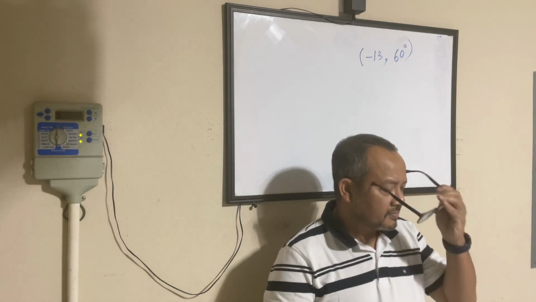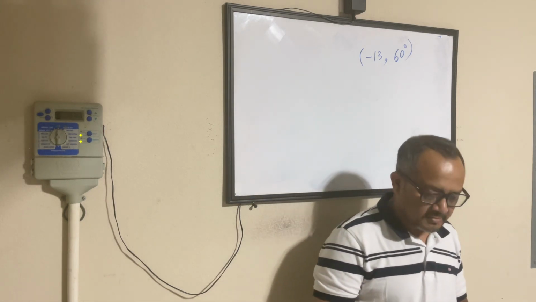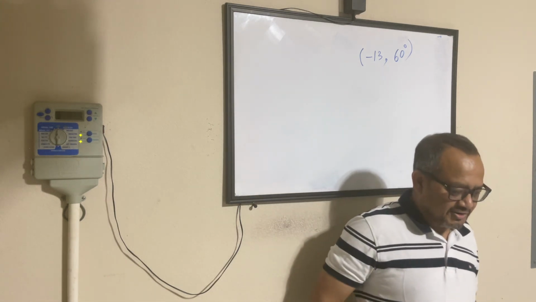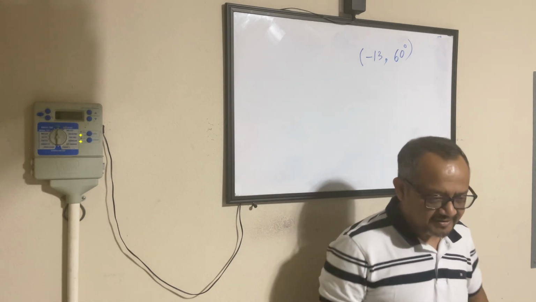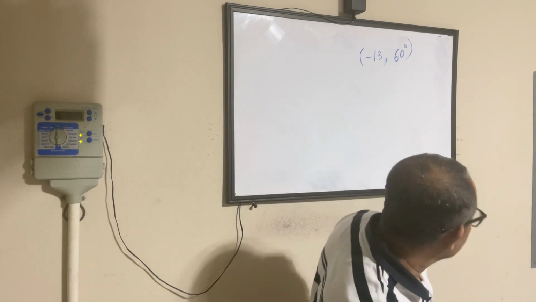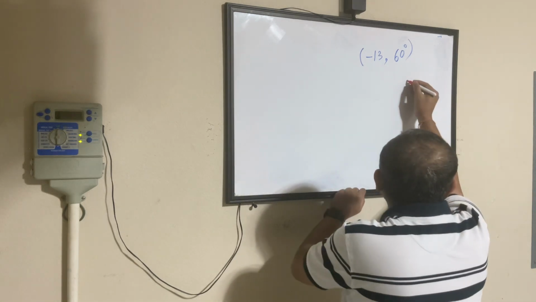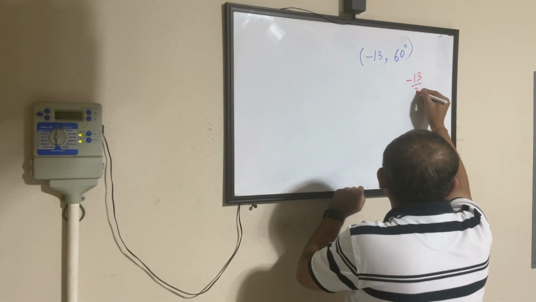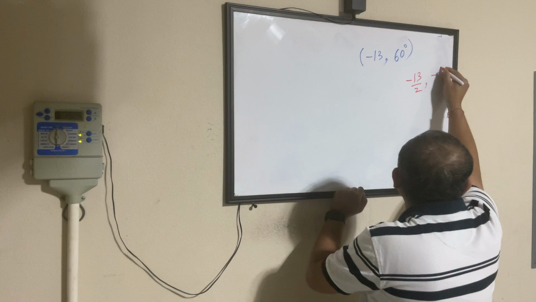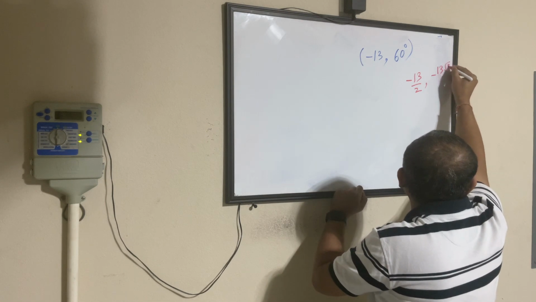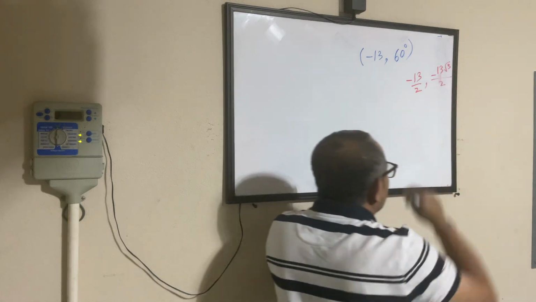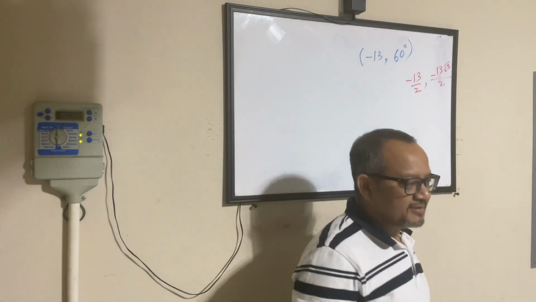I think I got the point, but I don't think I did it correctly. That's okay. What is it that you got? I got for the x, negative 13 over 2. And then for the y, I got negative 13 root 3 over 2. Negative 13 root 3 over 2. Mm-hmm. Now you tell me why you think you did not get it right.